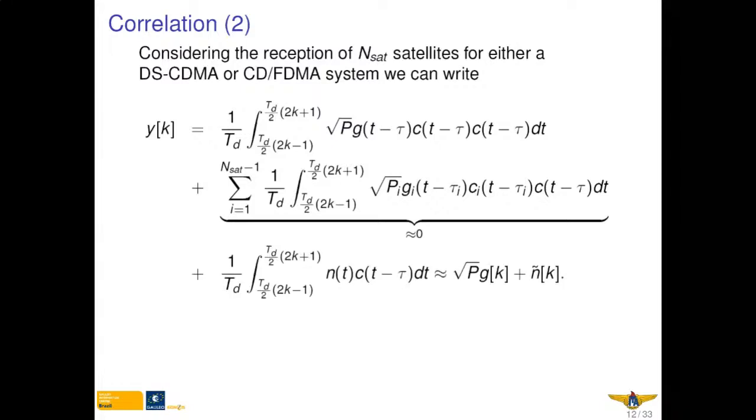And also the noise again. And so at the output of correlation with this replica signal c(t), we arrive at the navigation message of the desired satellite, plus noise, and additionally multiple access interference.